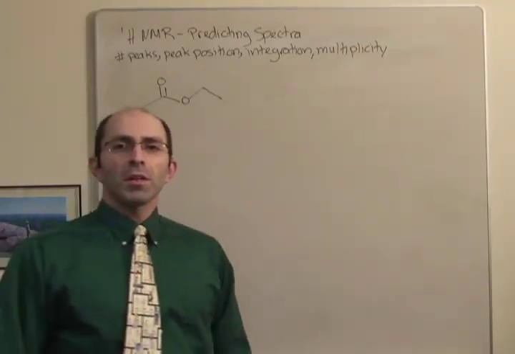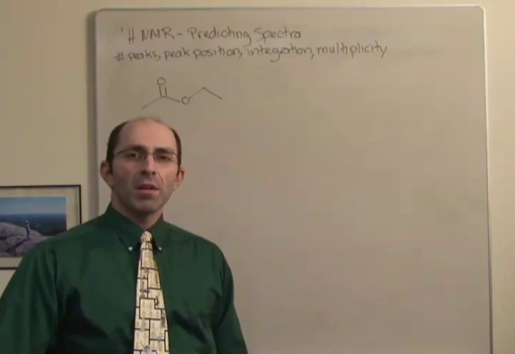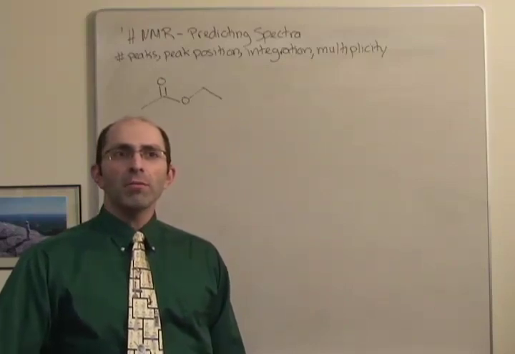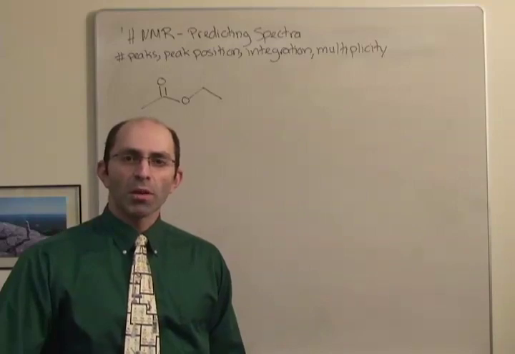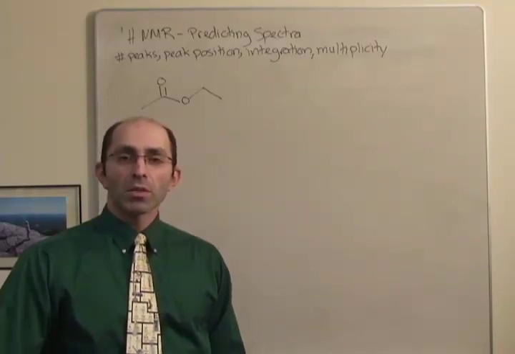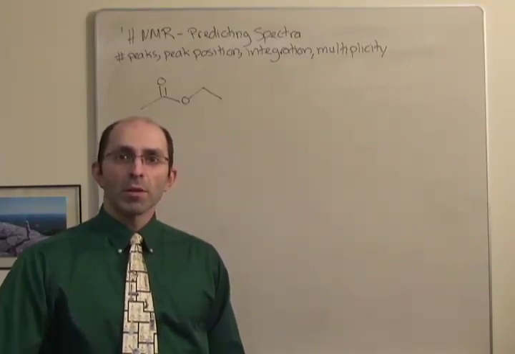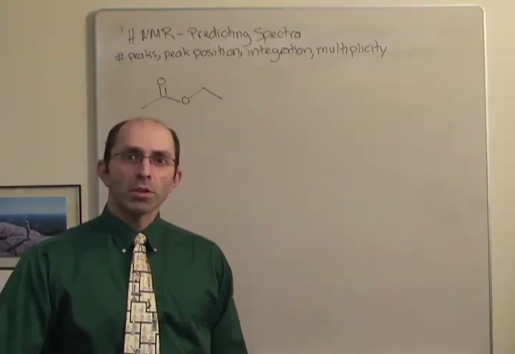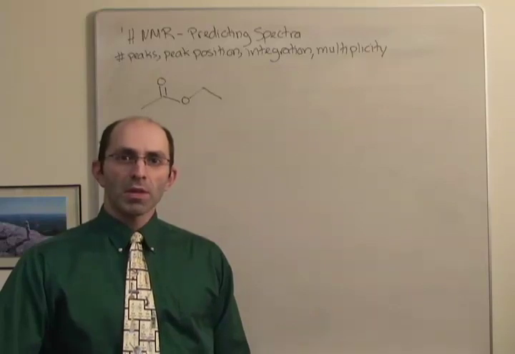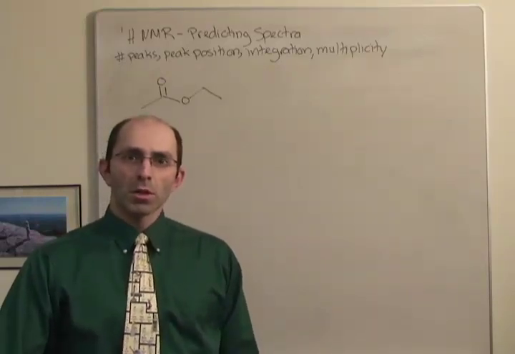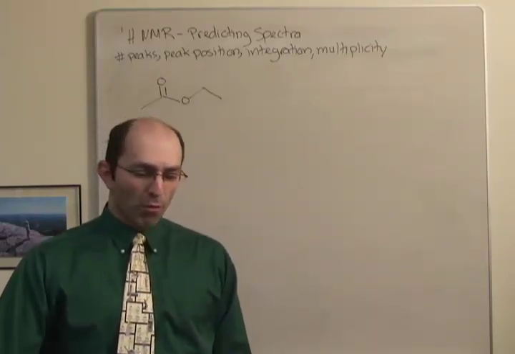All right, I want to talk tonight about predicting NMR spectra. We didn't have a lot of time in class today to do examples of this, and I think it's important that we go over an example focusing on the four key pieces of information: the number of peaks, peak position, multiplicity, and integration. And so I want to go through a couple of examples that I think will help you as you look to work on the problems that you're going to have for Friday.